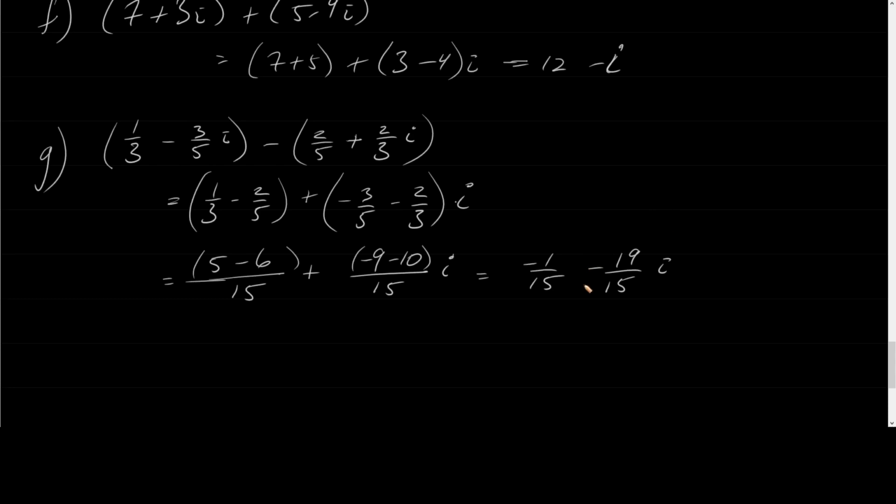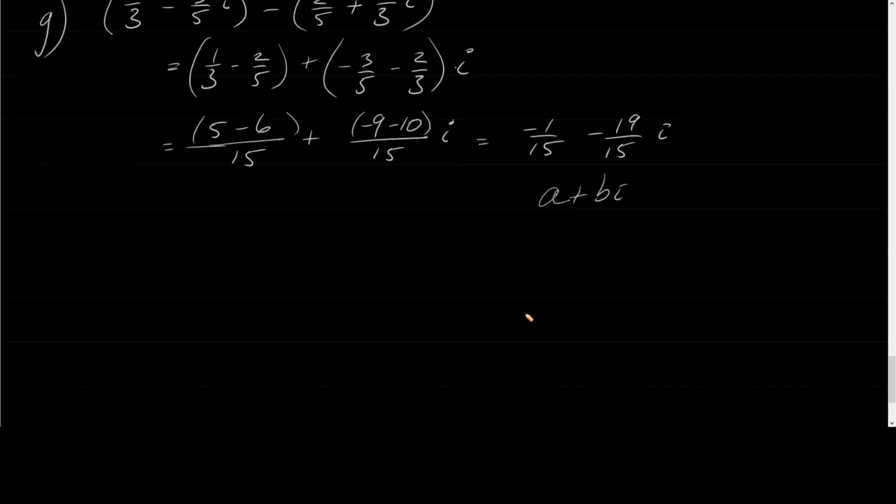Notice that I left these separately, because you always want to write your final answer as a complex number. You always want the simplification to be in standard form, so a plus bi. And here our a is negative 1/15, and our b is negative 19/15, all right? But you want to write it as a plus bi.